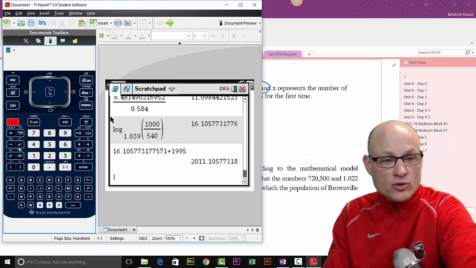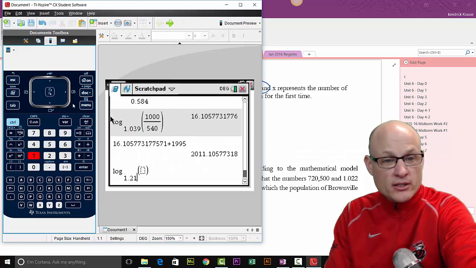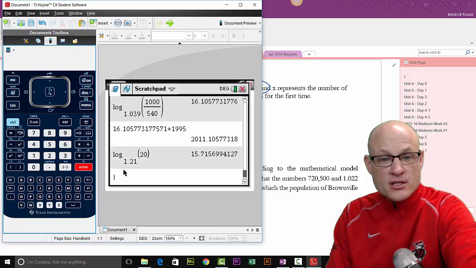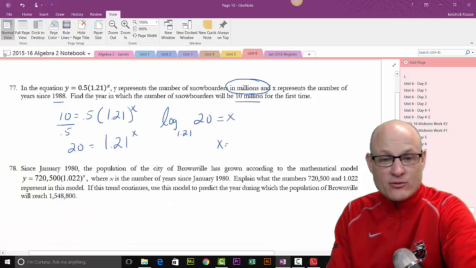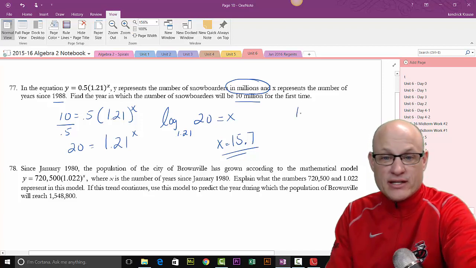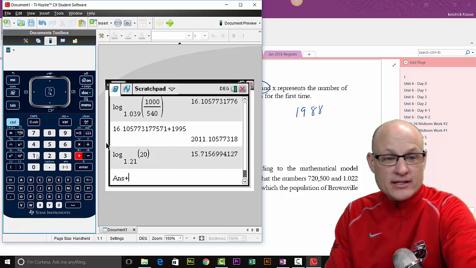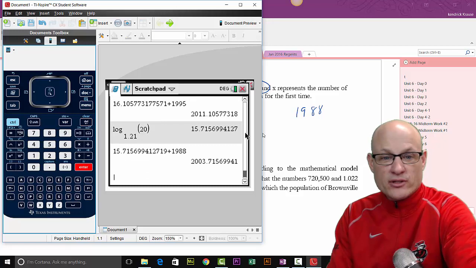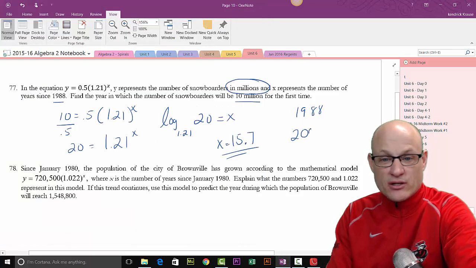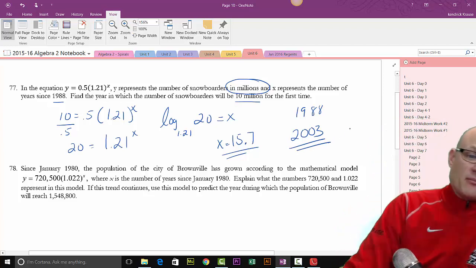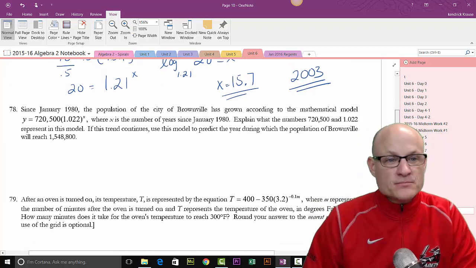So that's all we need to do. Control log base 1.21 of 20. 15.7. So X equals 15.7. Find the year in which. So you take 1988 and you add 15.7. And we get 2003. It's 2003.7, but it's during 2003 it will happen.